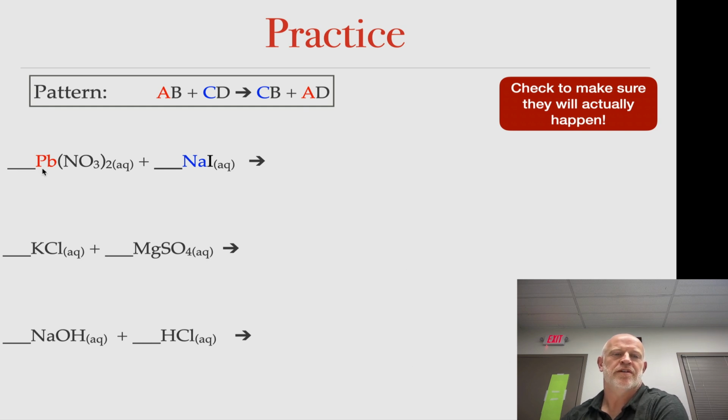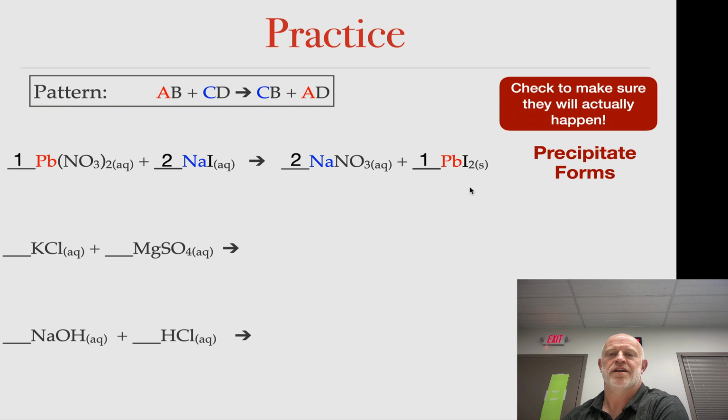Here's our first example. We have lead 2 nitrate reacting with sodium iodide, and they're going to trade partners again, and that would make our sodium nitrate and our lead iodide. We know this reaction will happen because we form that precipitate, or that solid is forming here with our lead 2 iodide. We would want to balance the equation and make sure our ionic charges are correct also.